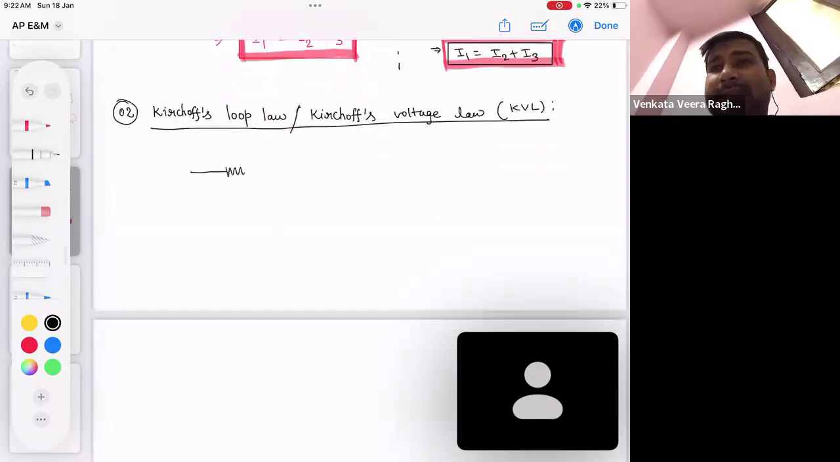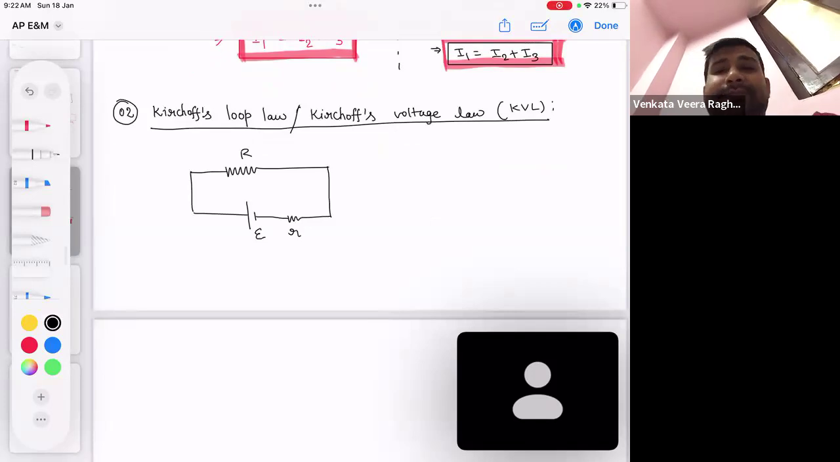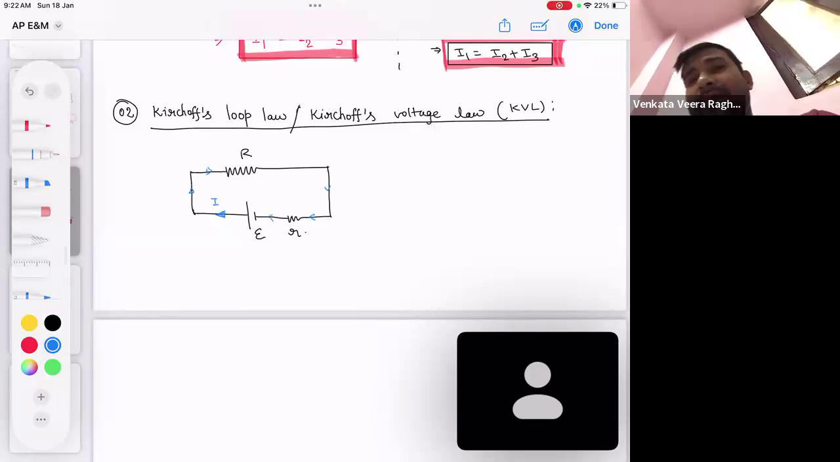Let's say there is a simple resistor R given to us in the question. There is a battery and there is an internal resistance of the battery. This is E and this is a small r. Now, if you connect this circuit, what will happen? Current will flow in this circuit, isn't it? And the battery will supply the current in this direction, isn't it?